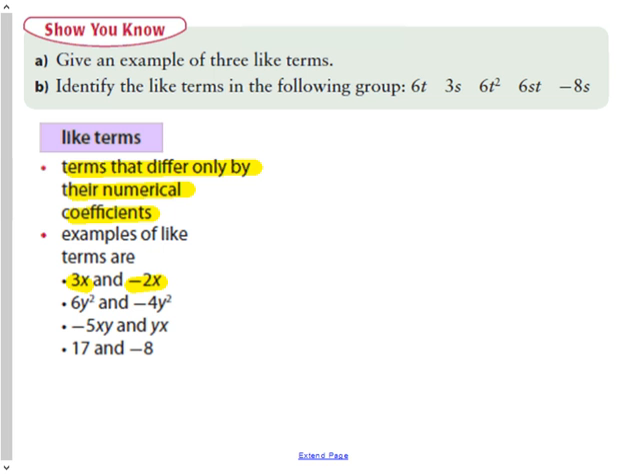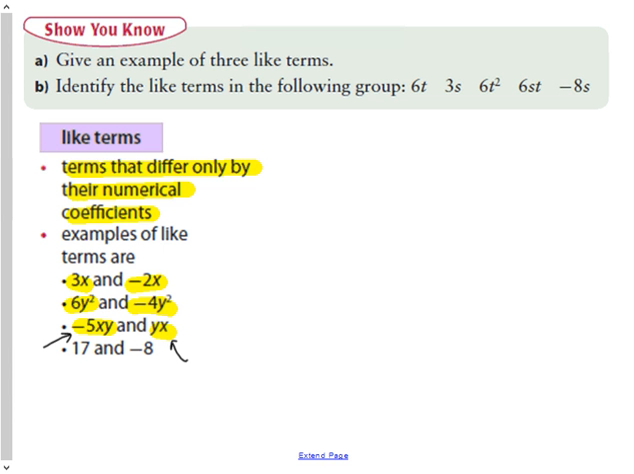3x and negative 2x, the only difference between those two terms is the coefficient of 3 and the coefficient of negative 2. Otherwise, both of them have variables of x and exponents of 1. In these two, your y squares, the only thing that differs between them is the coefficient. They're both y squares. They both have the same variable and the same exponent. The only thing different between the two is their coefficients. And this one here, this is interesting because it looks like they're not the same, but they are. Because the coefficient for this one is negative 5, and the coefficient for this one is 1.